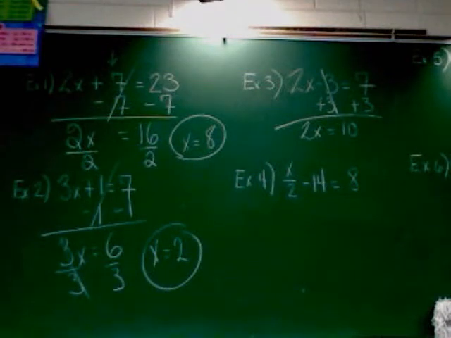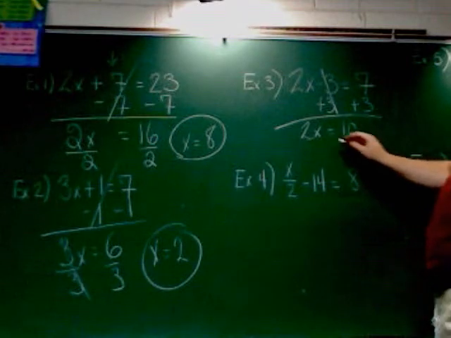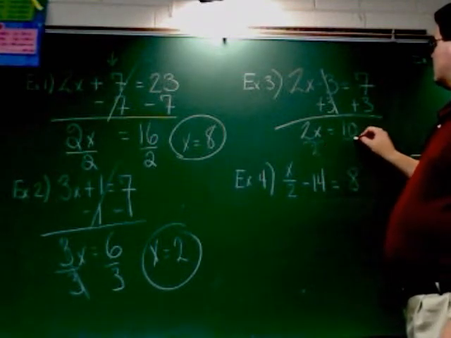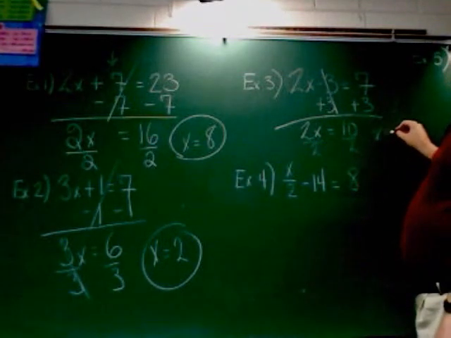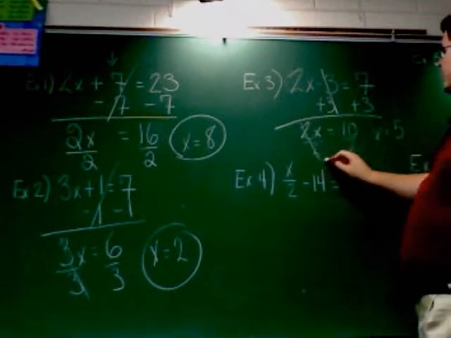Okay, so one-step problem now. It's a multiplication problem. Solve it by dividing by the same number that's on the side with the variable, that is a 2. So I'm dividing across by 2. And that gives me x equals 5.